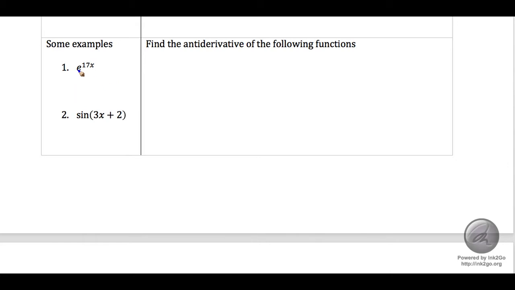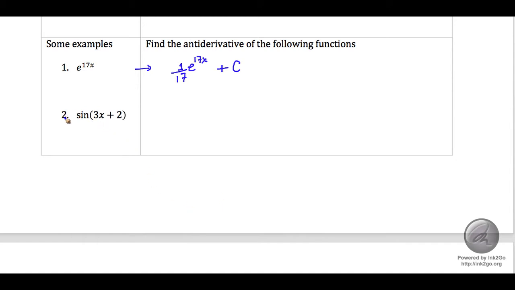So first, if we have a function e to the 17x, what would be its antiderivative? Well, its antiderivative would simply be e to the 17x divided by 17, or multiplied by 1 over 17. Because when you take the derivative of e to the 17x, you will have to also multiply by 17. So you need this 1 over 17 in order to cancel out that constant. And of course, you're going to add a constant here at the end.